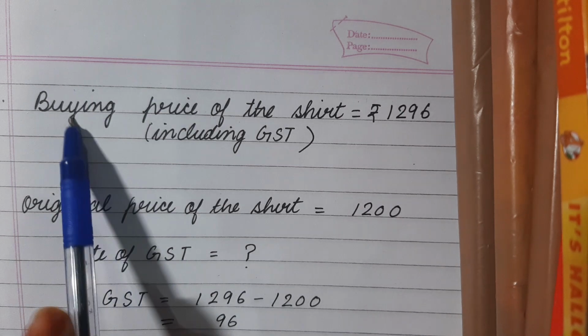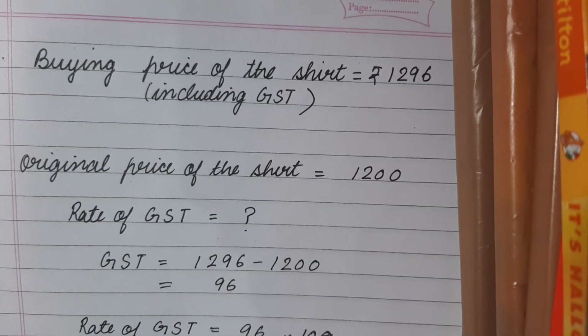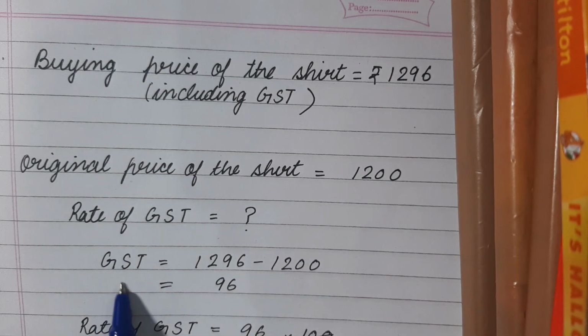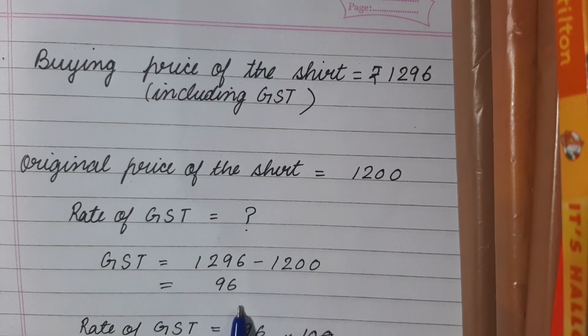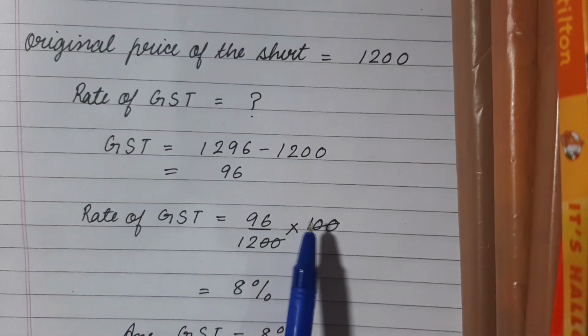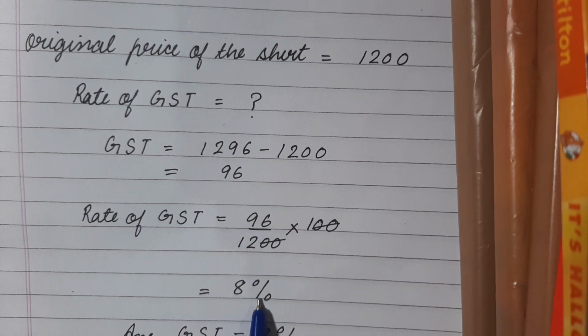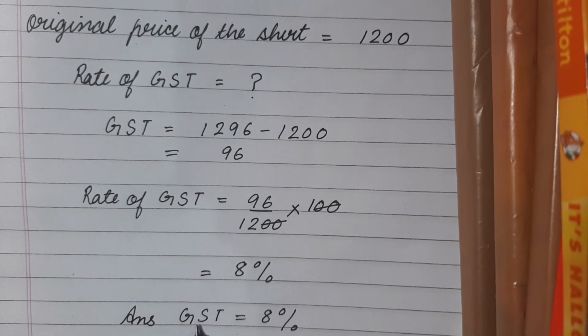Here also the buying price and the original price are given. So first we find the GST added: 1296 minus 1200, that is 96. Now the rate of GST will be 96 upon the original price into 100. When we solve it, we get GST equal to 8%. Therefore, the answer will be 8%.